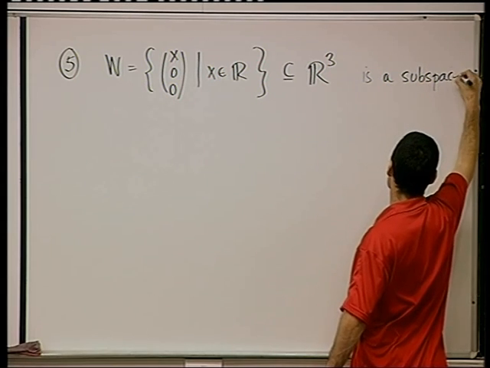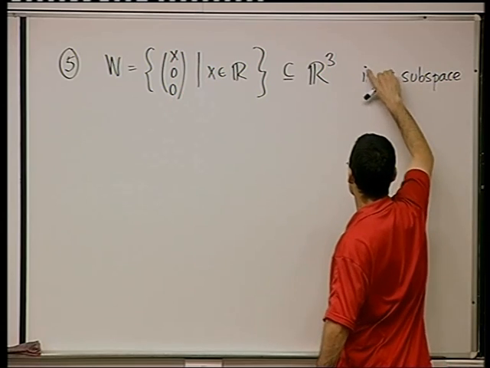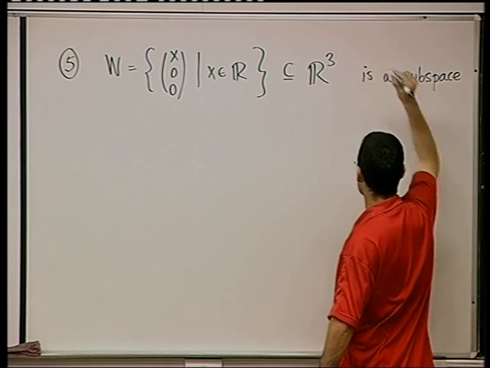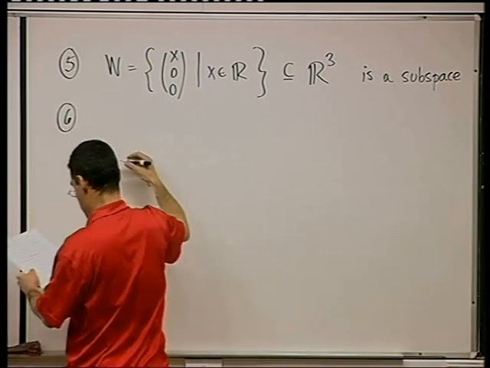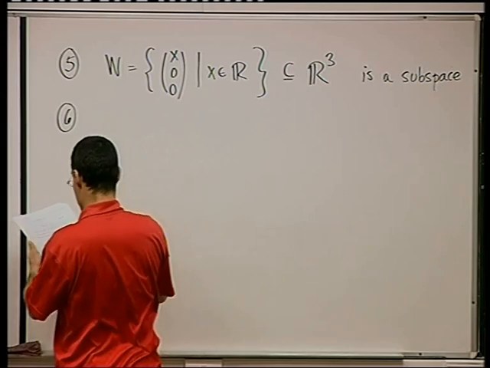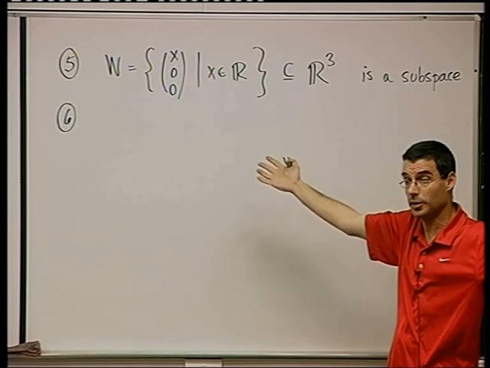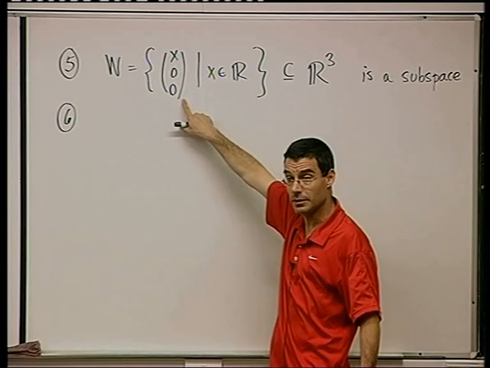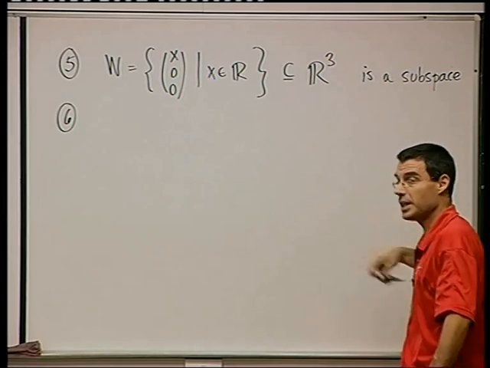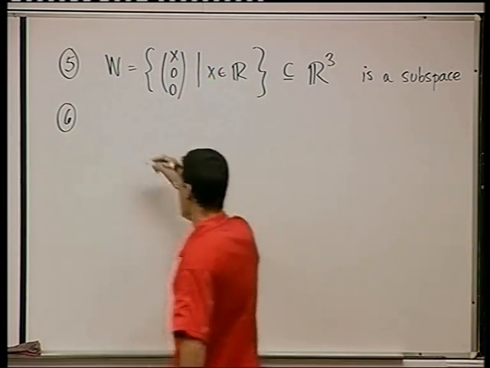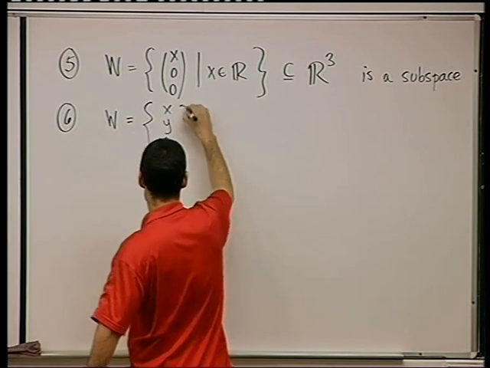Okay, so you need to verify that indeed this is a subspace. You need to go through all the axioms and verify that it's indeed true. Okay, here's another example. By the way, what is this geometrically? Remember that R3 is just 3-dimensional space. It's the vectors on the x-axis, right? It's just the x-axis sitting in 3-dimensional space.